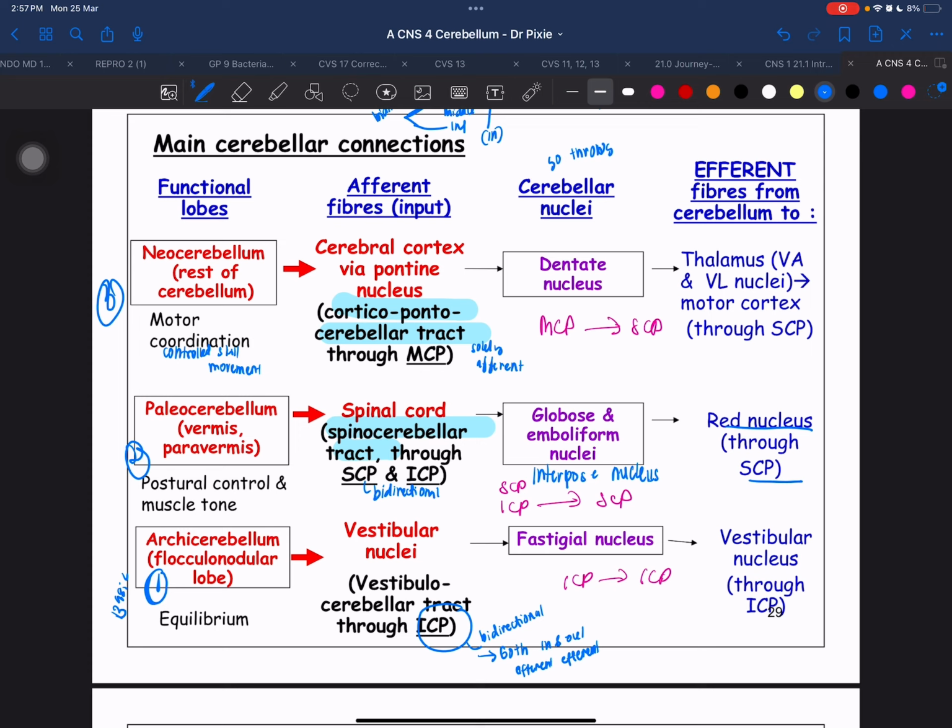So now we start from here. Okay, let's start from the ancient one. Paling ancient. Archicerebellum. Archicerebellum ialah untuk equilibrium ya.